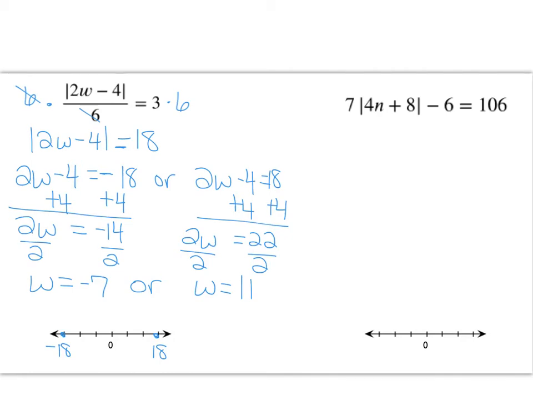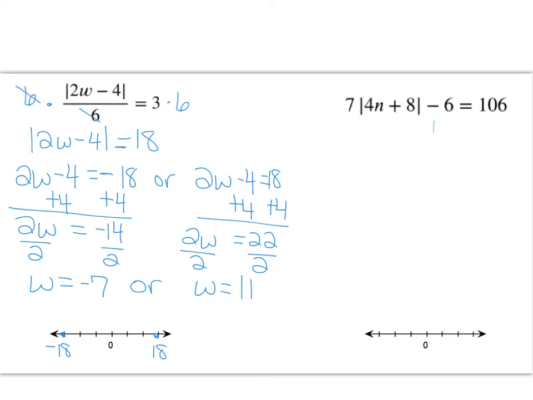So this next one has a couple of things going on around the absolute value. It says 7 times the absolute value of 4n plus 8 minus 6 equals 106. Remember that our goal is to isolate the absolute value. So look at this and tell me what you think we're going to do first. So I have this minus 6, and I have this 7 times this. Think about this as a two-step equation. This is sort of like 7x minus 6 equals 106. So we need to take care of the minus 6 first.